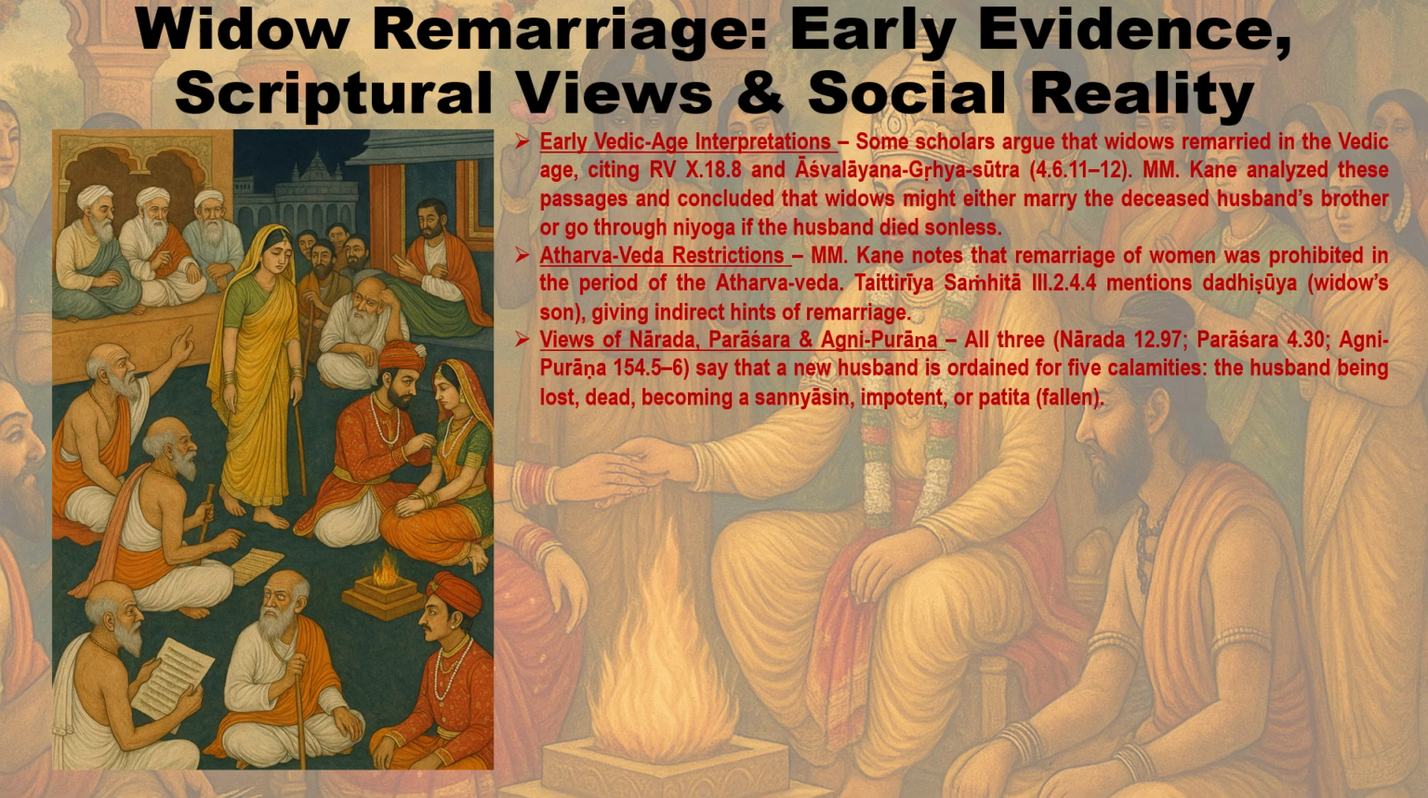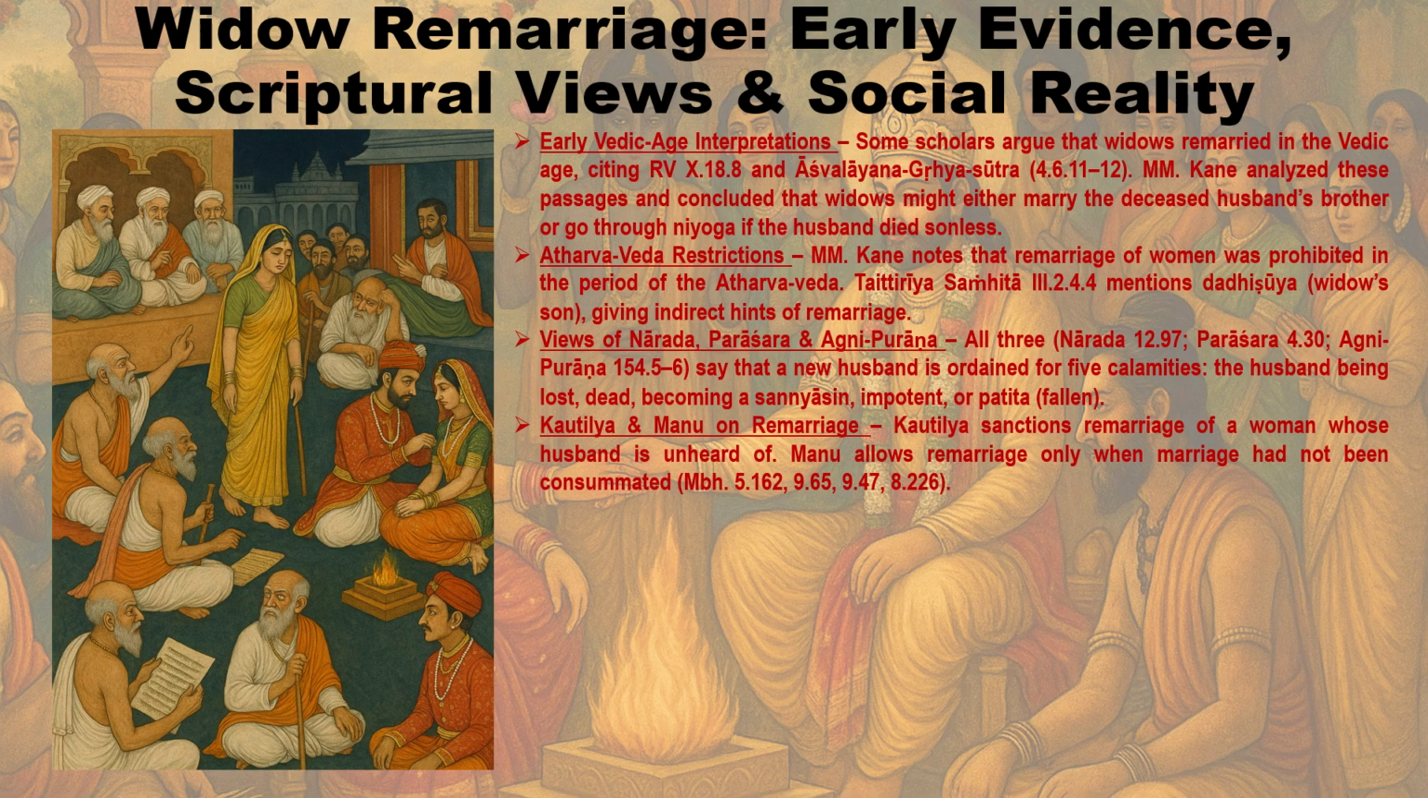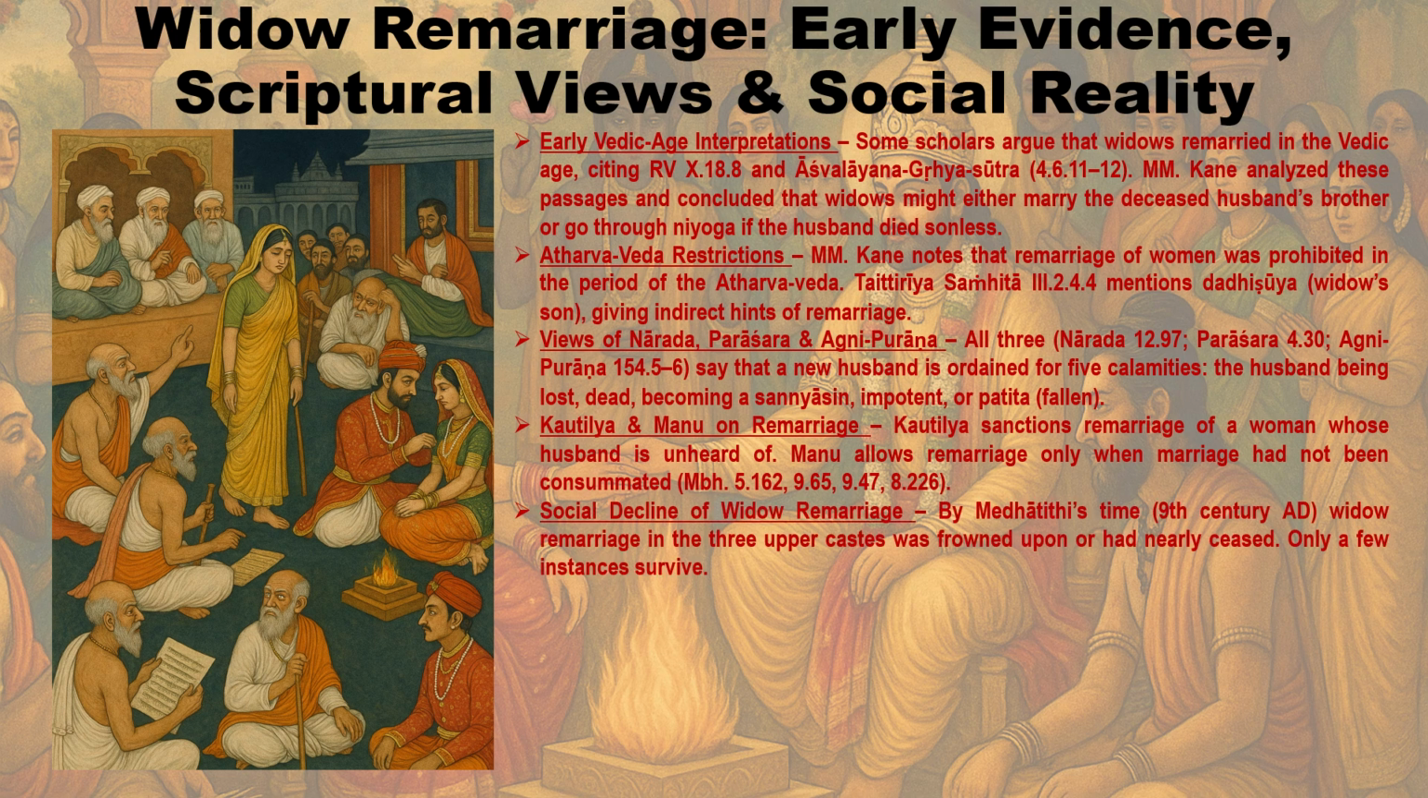Views of Narada, Parasara and the Agni Purana: Parasara, in the Agni Purana, says that a new husband is ordained for five calamities: the husband being lost, dead, becoming a sannyasi, impotent or patita, meaning fallen. Kautilya sanctions remarriage of a woman whose husband is unheard of. Manu allows remarriage only when the marriage had not been consummated.